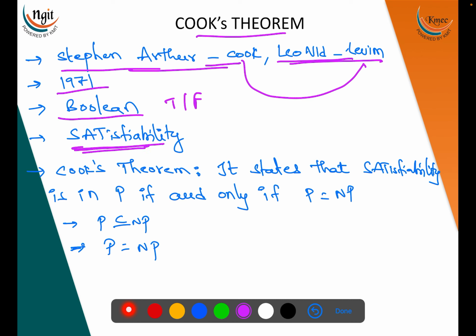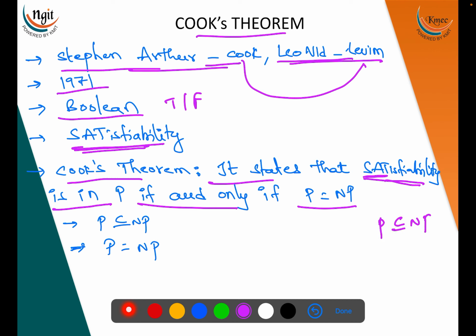Now, what do you mean by Cook's theorem? The definition of Cook's theorem states that satisfiability is in P if and only if P is equal to NP. In the previous video, we covered what the satisfiability problem is. Simply, you can say it is the SAT problem or satisfiability problem. The satisfiability problem says that P is always a subset of NP, and Cook's theorem will prove P is equal to NP.